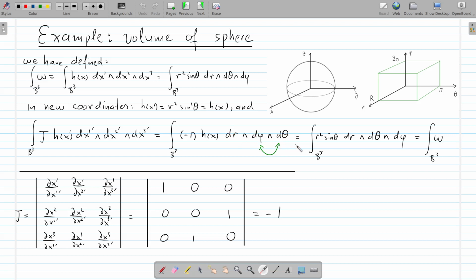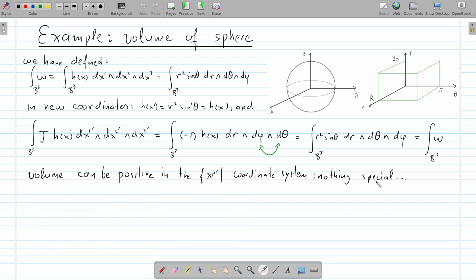So we can compute the integral with respect to omega by making a swap here between phi and theta, but that will introduce a minus sign. And this minus sign will cancel exactly the minus sign coming from the Jacobian. So we will end up with the same result, plus 4/3 pi r cubed, which is the volume of the ball. The volume is positive in any coordinate system. There's nothing special about choosing a coordinate system.